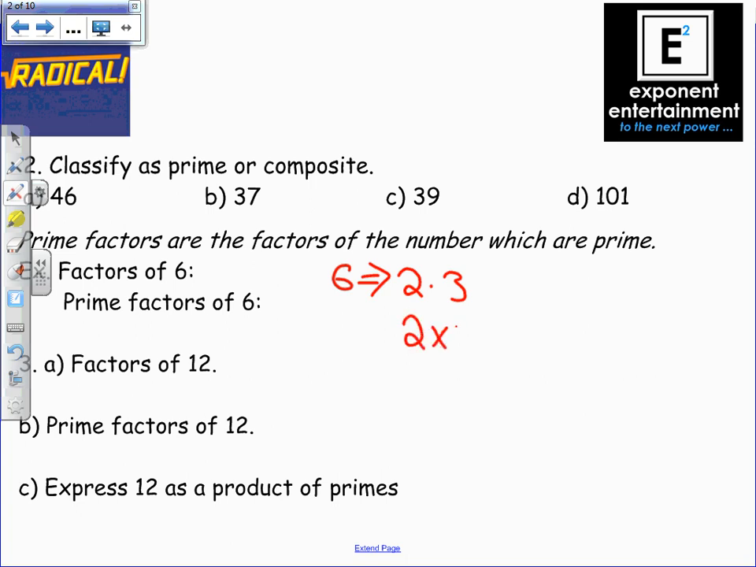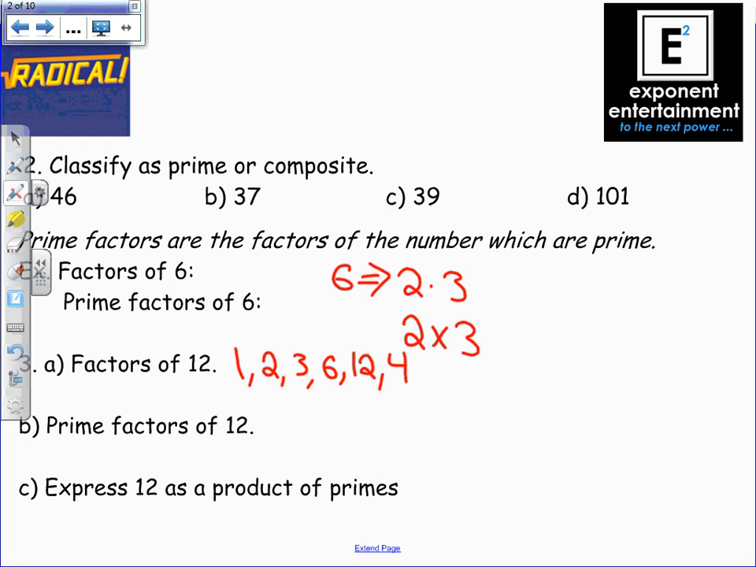So if the prime factors of 6 are 2 and 3, what are the prime factors of 12? What are just the factors of 12? So it's all things that divide into 12. So, yep, 1, right? 1 is the first one. And then 2, 3, 6, 12. And we're missing 4. Yep.